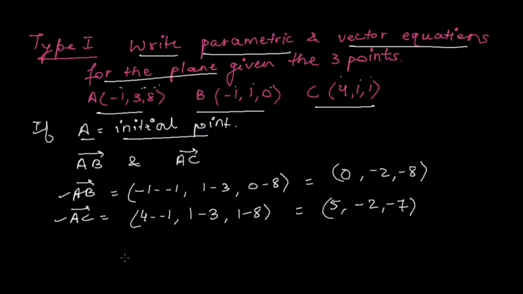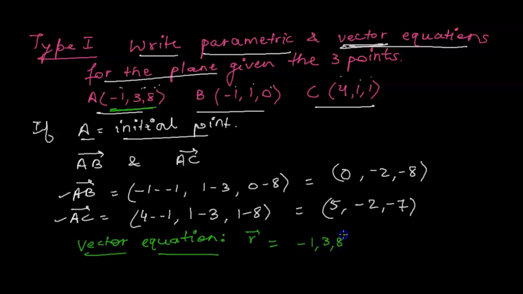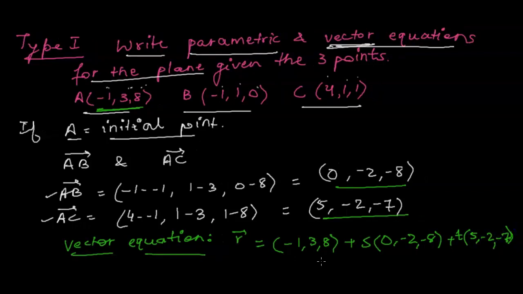Once we know the two direction vectors, and we know the initial point, we can just put this all together, and that would give us the vector equation. So the vector equation would be r vector is equal to the initial point A, which is (-1, 3, 8), plus constant s times the first direction vector, (0, -2, -8), plus constant t times the second direction vector, which is (5, -2, -7). And this is how we get the vector equation.